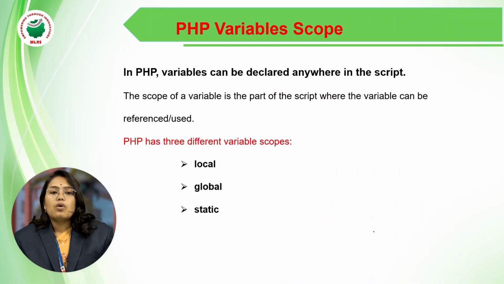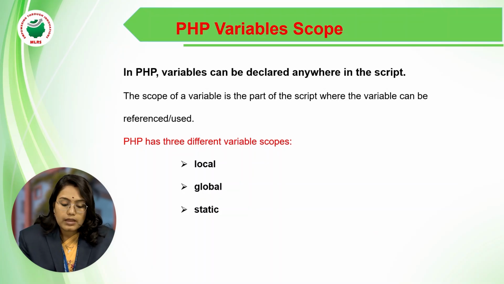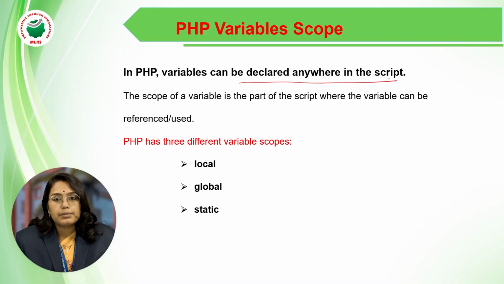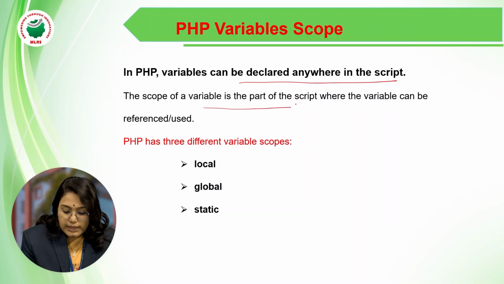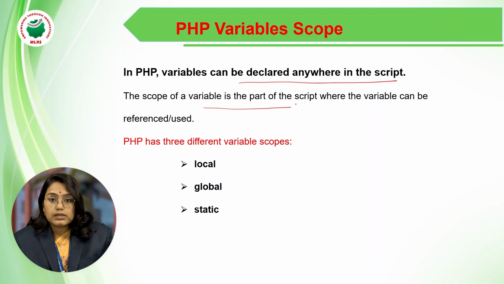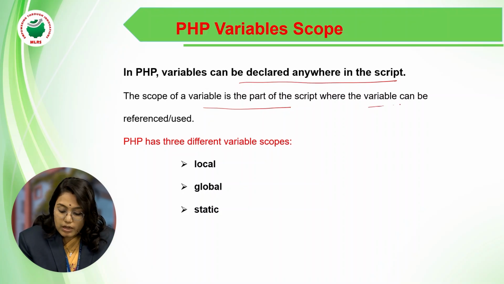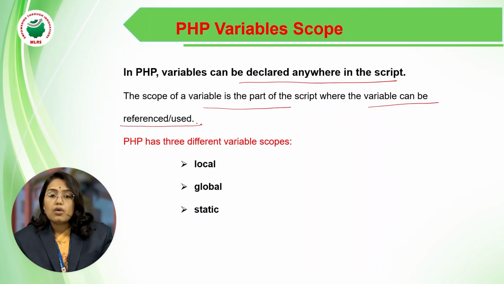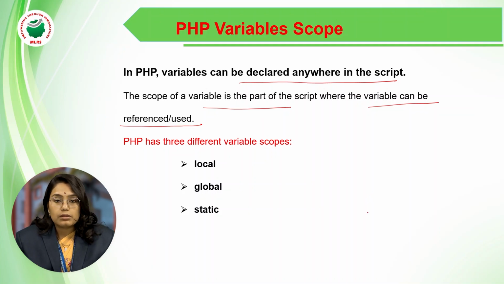So next, what are PHP variables? How many types are there? What are types and scopes? Next, we'll see that. In PHP, variables can be declared anywhere in the script. So, the scope of a variable is the part of a script where the variable can be referred to. What is the scope of a variable? It means whenever we declare any variable in the code, we can refer to it at any time.